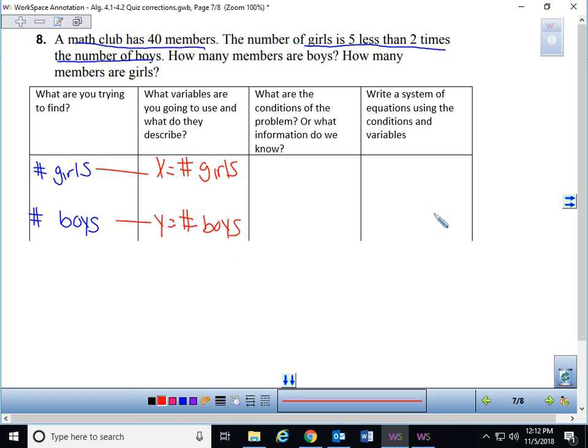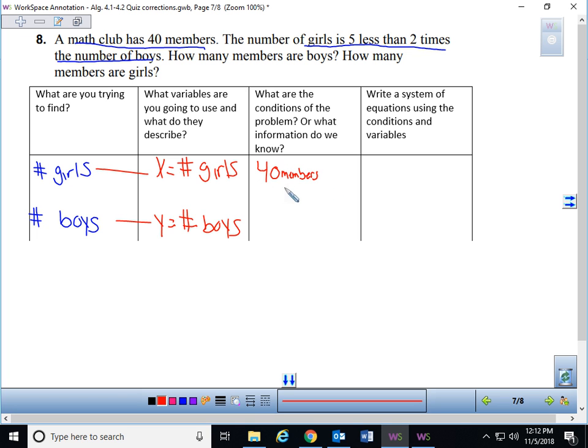Not too bad. Next part. What are the conditions of the problem, or what information do we know? Let's go one sentence at a time. I know my club has 40 members, so there's 40 members.